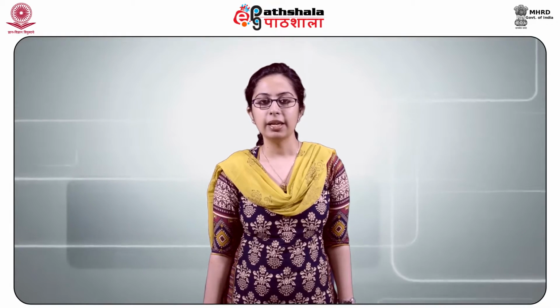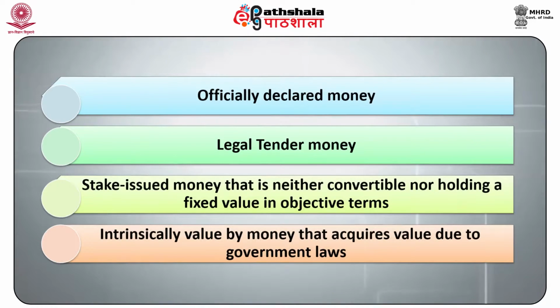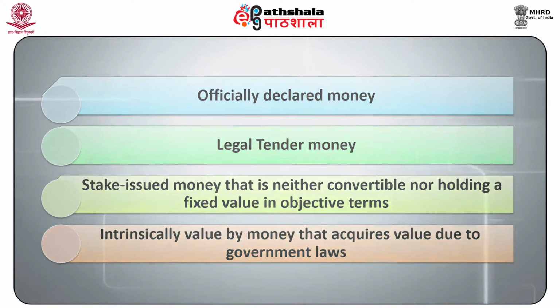Then fiat money can be defined as, first, officially declared money; second, legal tender money; third, state issued money that is neither convertible nor holding a fixed value in objective terms; fourth, intrinsically valueless money that acquires value due to government laws.